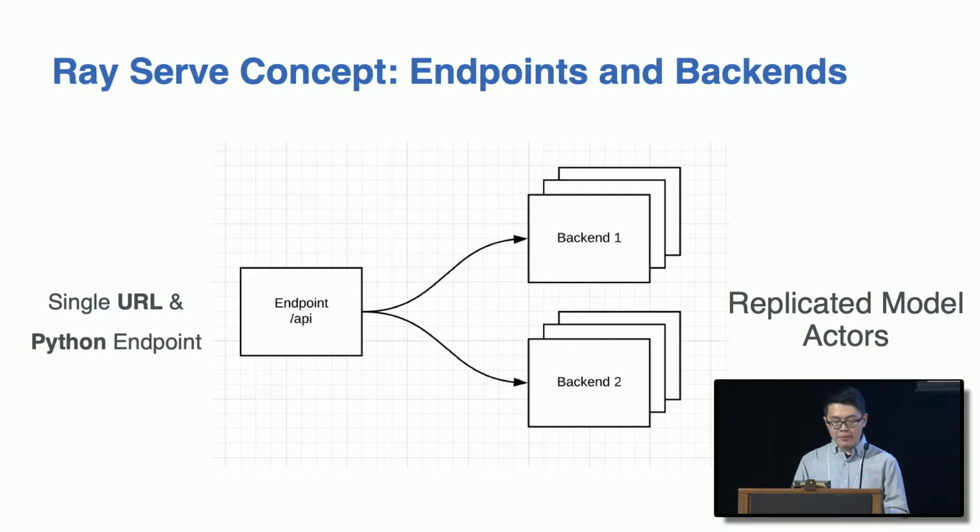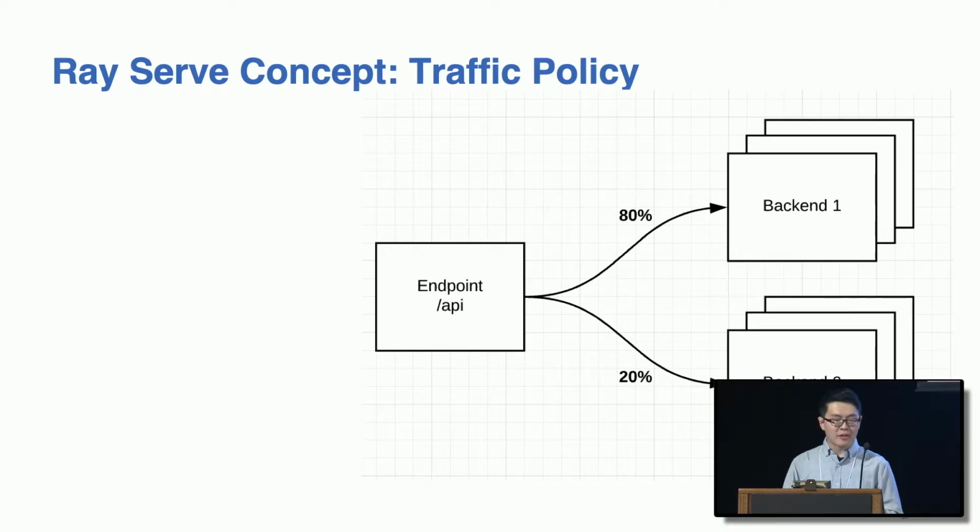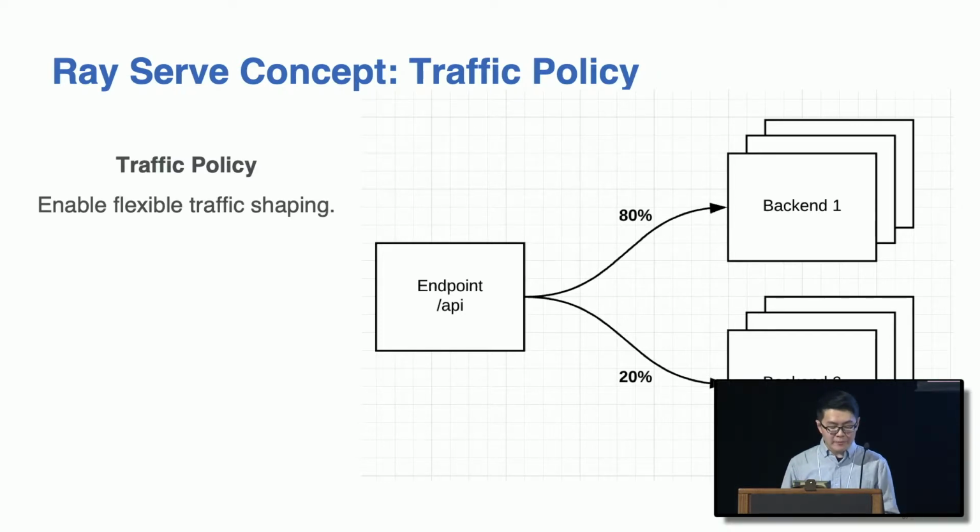And an endpoint can send traffic to any number of backends. A backend, you can think of as replicated model actors. Some of you might know these as identityless actor pools. These backends can scale up and down individually, and they can be spanned among different numbers of nodes. Now, this two-level abstraction enables a new concept in Serve. That is what we call traffic policy. Traffic policy enables flexible traffic shaping.